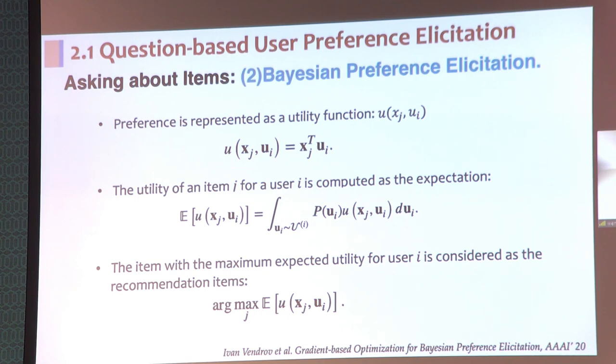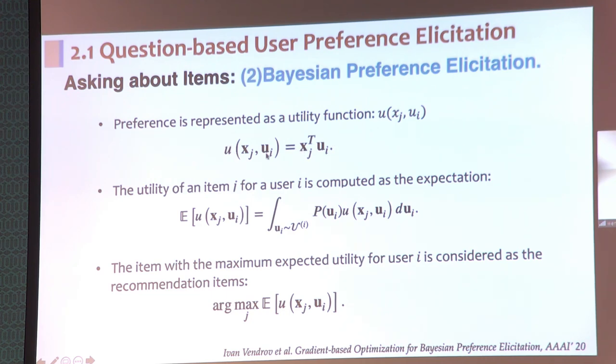So the idea of the solution is that from the sampling, each time we sample a vector from the user preference distribution, and then calculate the user's preference on each item, choose an item to ask the user, get the user feedback, and then update the model. Okay, let's see the details.